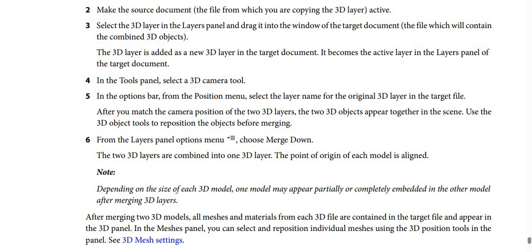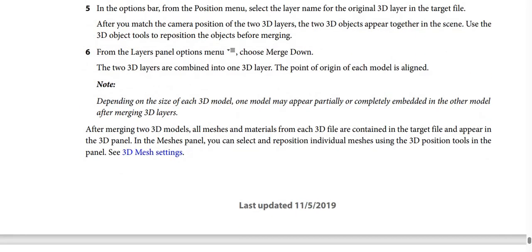Step number 6, from the layers panel options menu, you should choose merge down, and the two 3D layers are combined into one 3D layer only, and the point of origin of each model is aligned. And be careful please here now. Depending on the size of each 3D model, one model may appear partially or completely embedded in the other model after merging 3D layers.